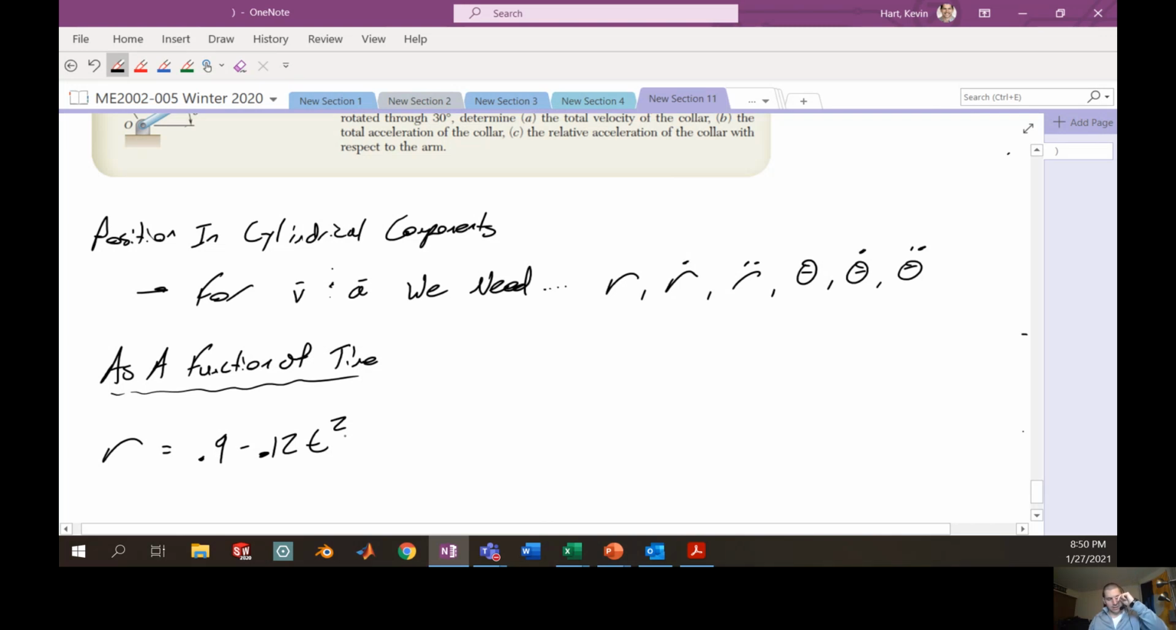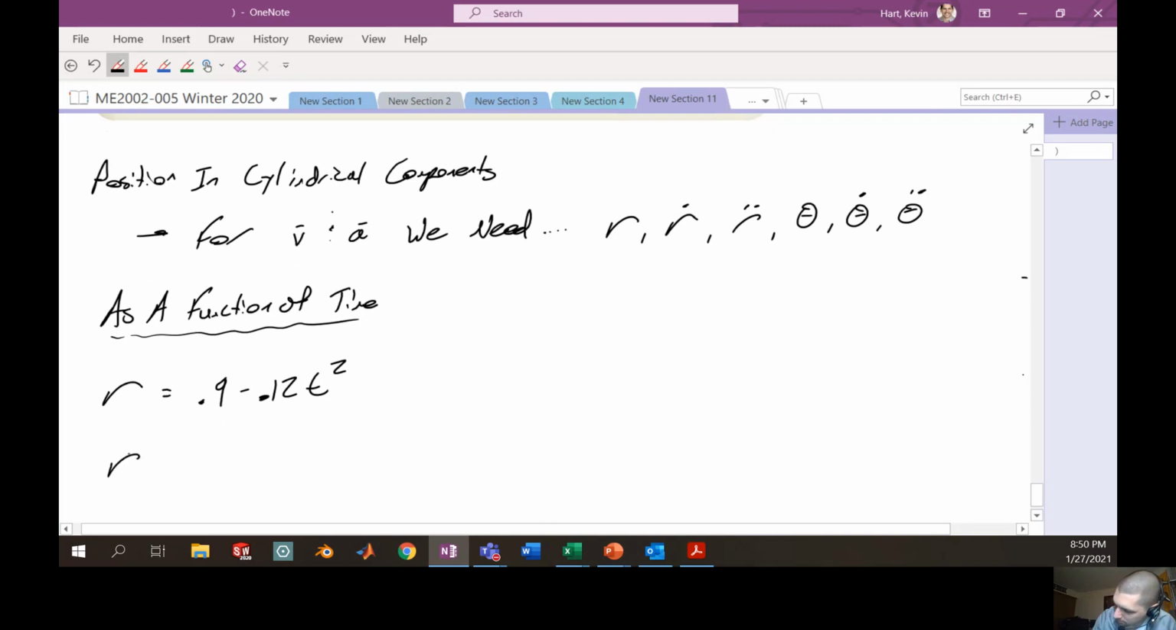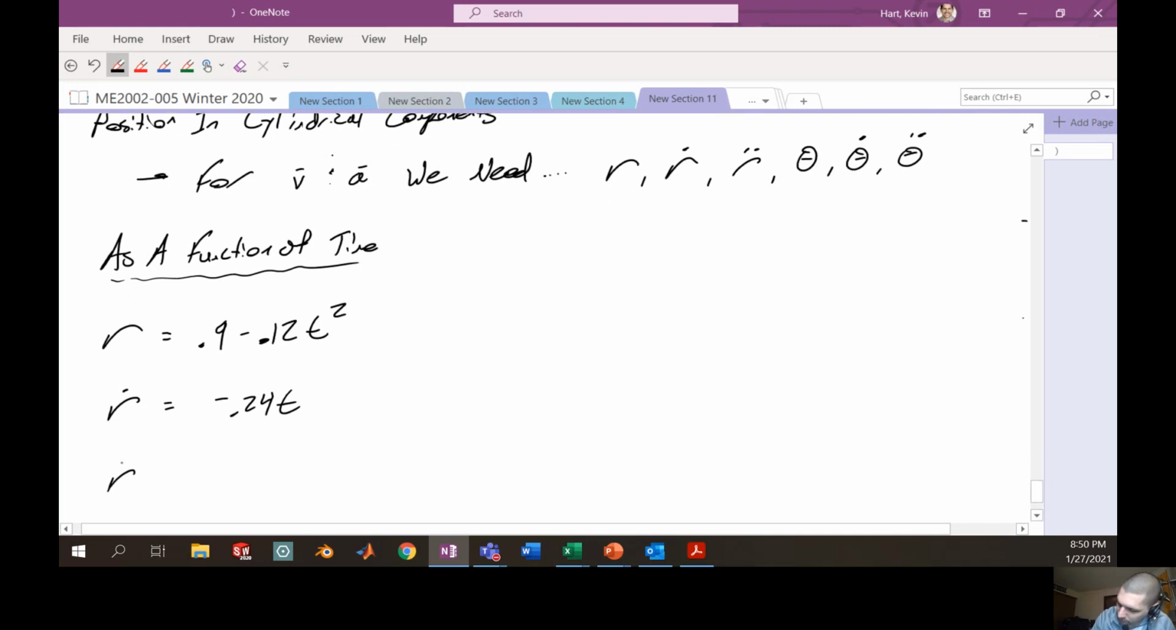Okay. I'm going to just work through these time derivatives here. So how much is this thing changing its position, or what is its velocity along the arm? Well, that's just the first derivative of that, which is going to be negative 0.24 t. And the second derivative with respect to time here is going to be negative 0.24.